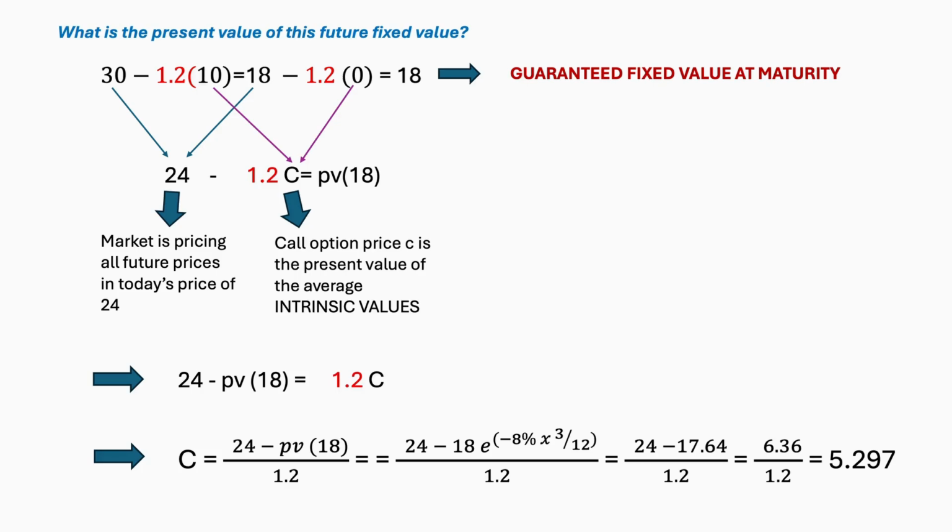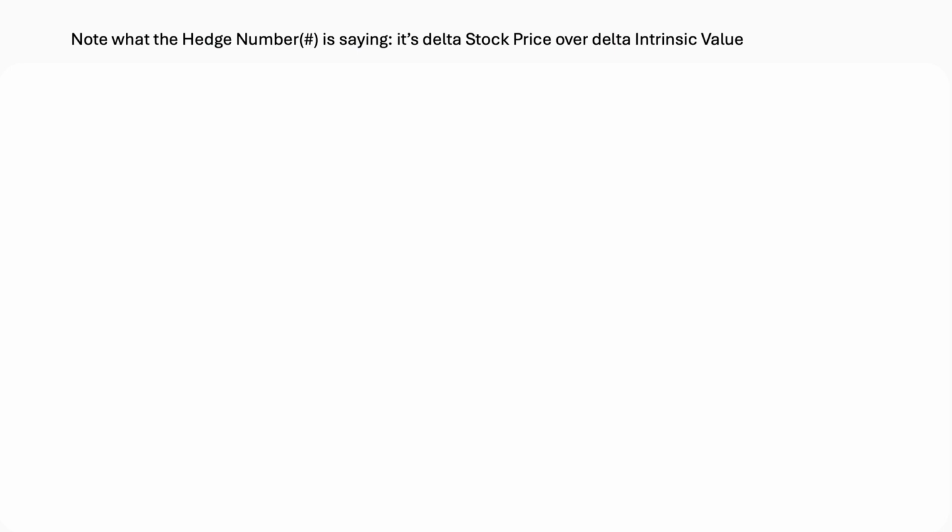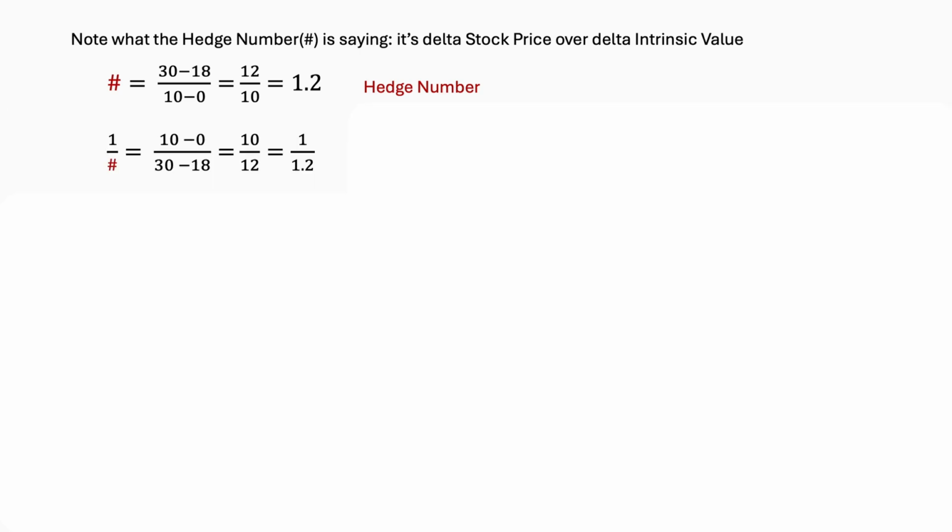That's how we solve for the call price using the binomial option pricing model. Note what the hedge number is saying. It's delta stock price over delta intrinsic value, or in present value terms, it's delta stock over delta call price. So 1 over the hedge number flips numerator with denominator, and this now becomes delta call price over delta stock price, which incidentally is exactly the Greek delta, if we remember our last episode.